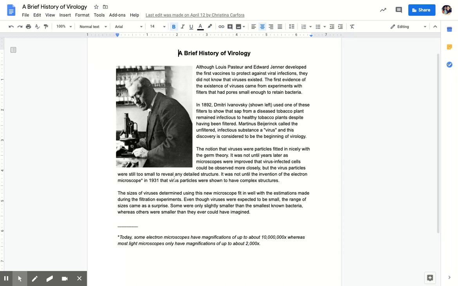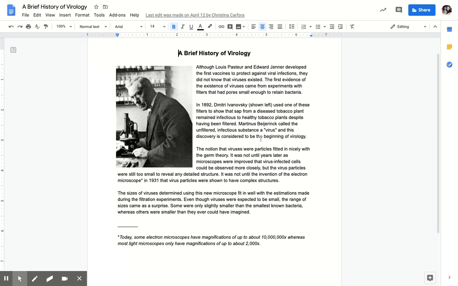So they took the sap from a diseased plant, they filtered the sap, which took out any bacteria, then they put the sap on a healthy plant, and that healthy plant got sick. So it wasn't the bacteria, it was something else, okay?